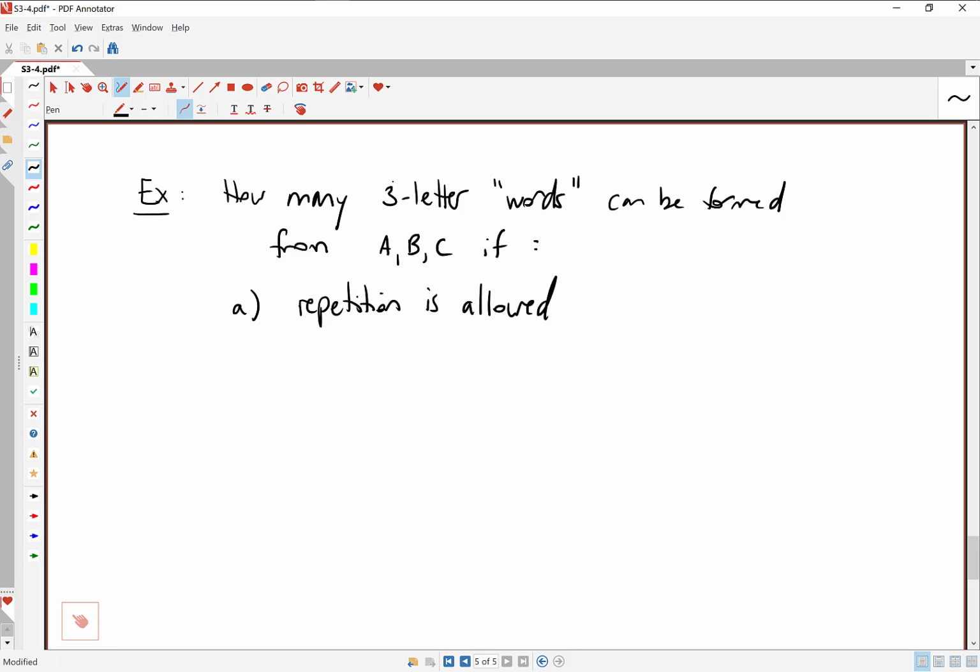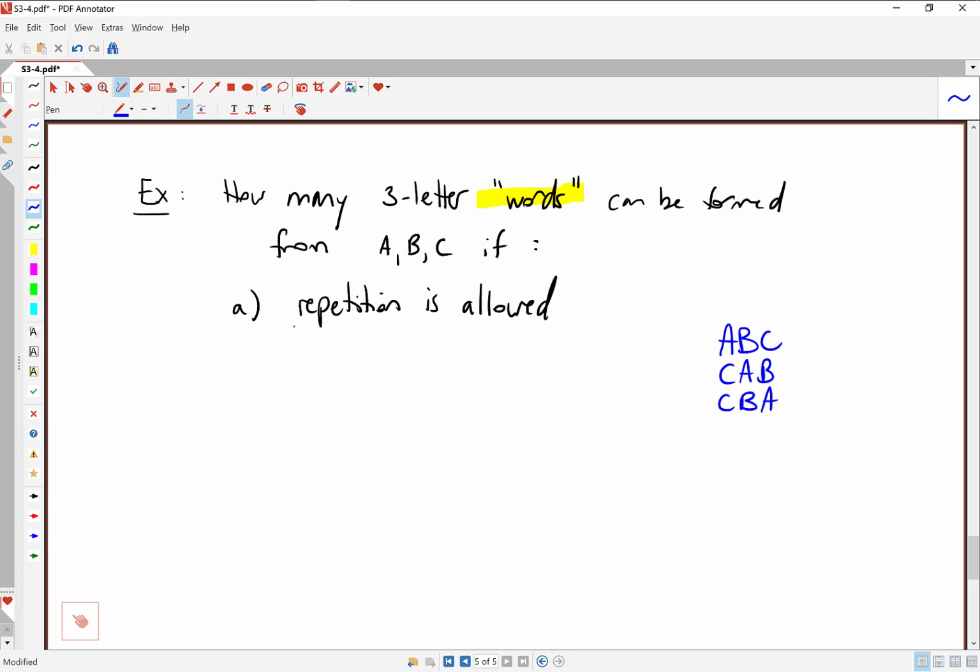So here's our last problem for the video. We want to ask how many 3-letter words can be formed from the symbols A, B, C if repetition is allowed. Well, notice that we have this word "words" here in quotes. What that means is that these don't have to be true English words. We're just talking about putting 3 of our symbols together. So it could be something like ABC, CAB, CBA, etc.